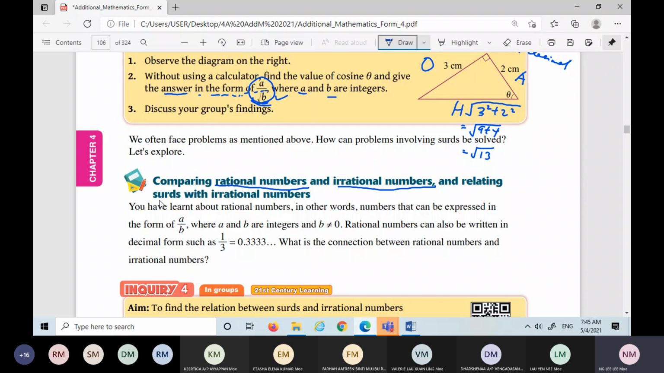Okay, and then we want to relate the surd with the irrational number.